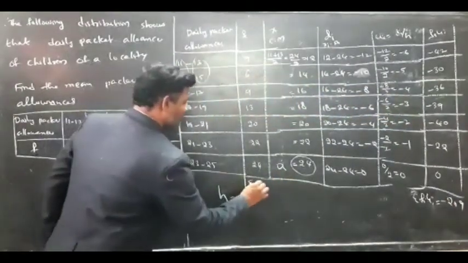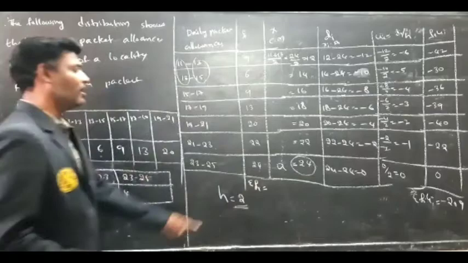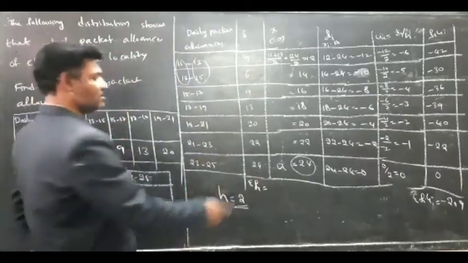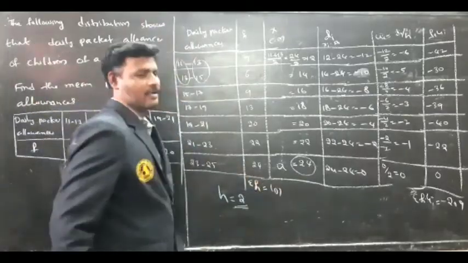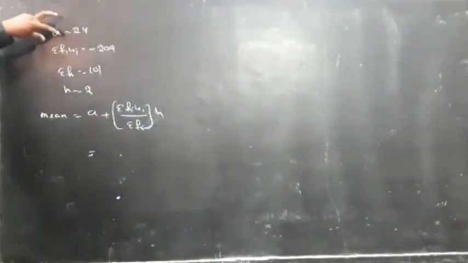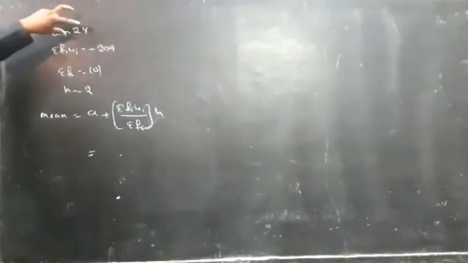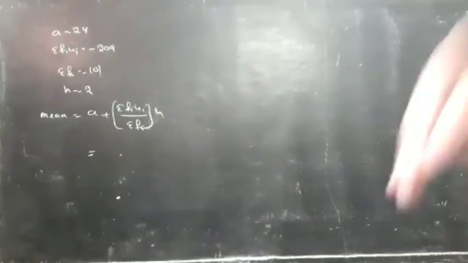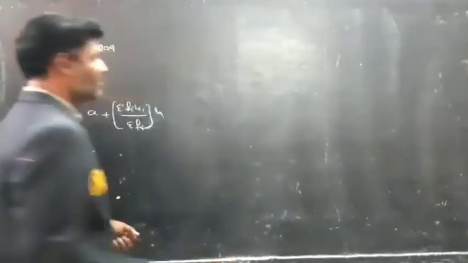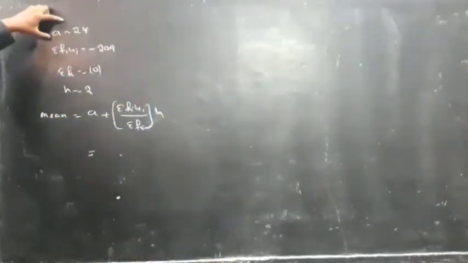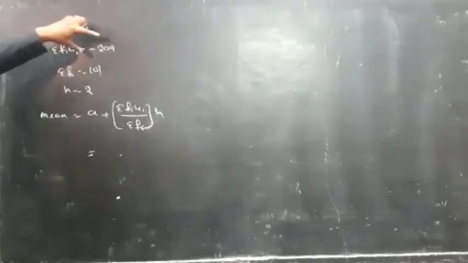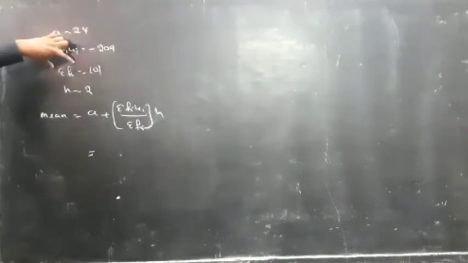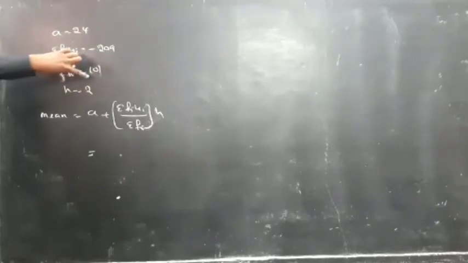Next, what do I need here? Sigma fi. Add all these values. You will get 101. So a is equal to 24, sigma fi ui is equal to minus 209, sigma fi is equal to 101 and h is equal to 2.